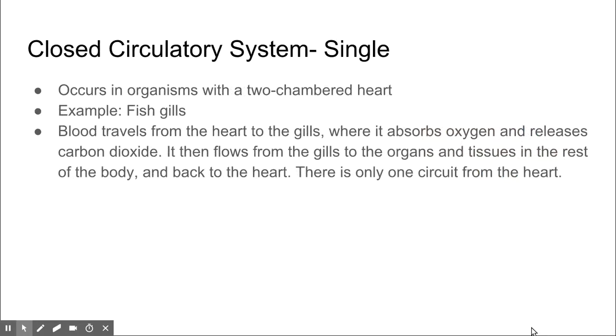There are two types of closed circulatory systems. We can have a single system, and this occurs in organisms with a two-chambered heart. An example of an organism which has this system is fish. We can see, and we've seen previously, that the blood travels from the heart to the gills. In the gills, the blood absorbs oxygen and releases carbon dioxide, and this is aided by the countercurrent flow. It then flows from the gills to the organs and the tissues and the rest of the body, and then back to the heart. We can see here there's only one circuit.